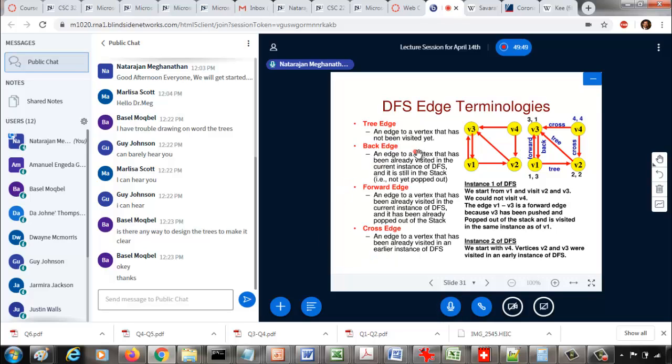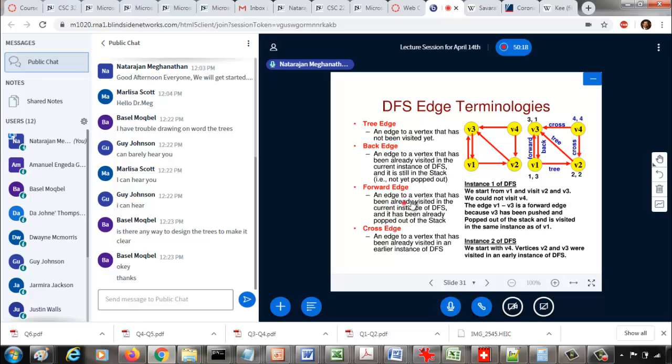In this slide, I have worded out explicitly the scenario when we call each edge what. A tree edge is an edge to a vertex that has not yet been visited. A back edge is an edge to a vertex that has already been visited in the current instance of depth first search, and the vertex is still in the stack, which means it's pushed but not yet popped out. Such an edge is called a back edge.